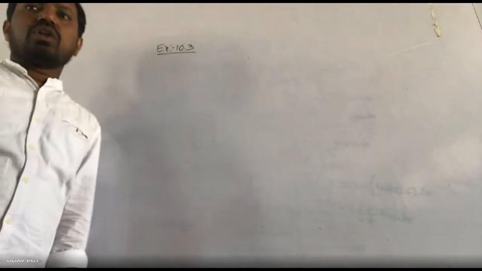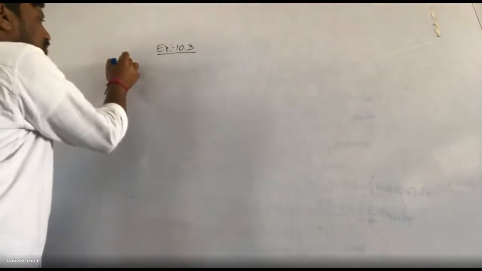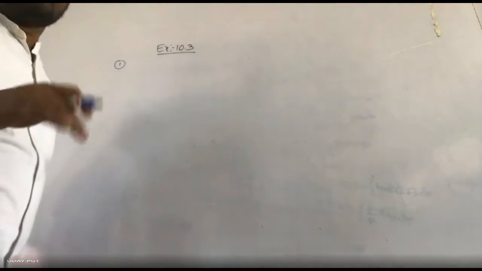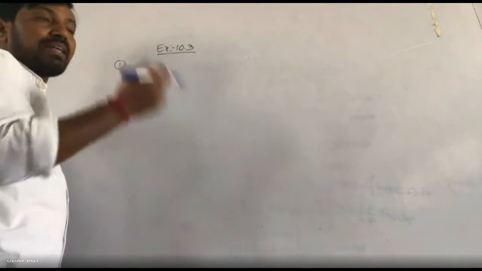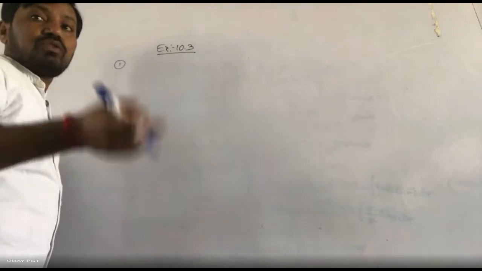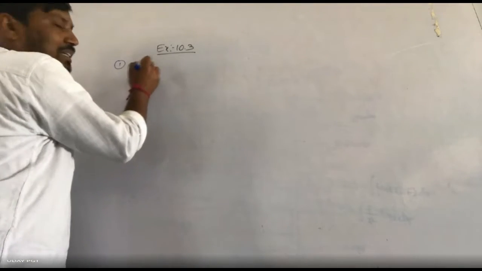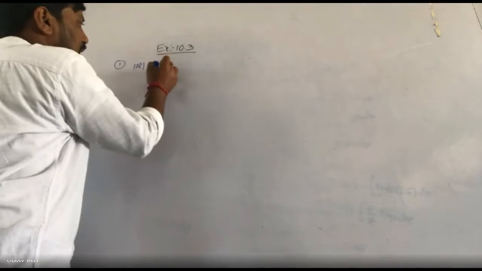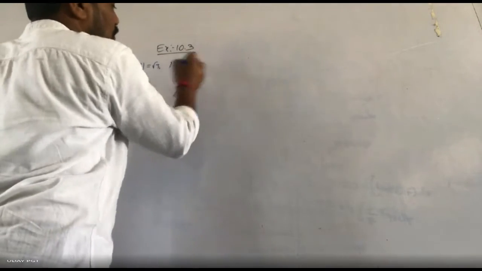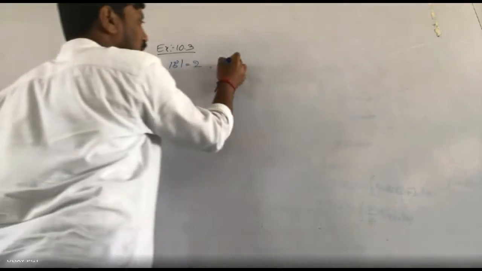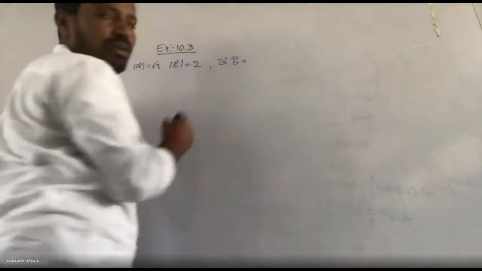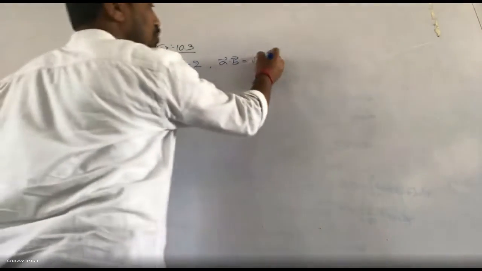Okay? Now the first question is: find the angle between the two vectors whose magnitudes are √3 and 2, and the dot product is given. So the magnitude of vector A is given as √3, and the magnitude of vector B is given as 2. The dot product of these two vectors is given as √6.